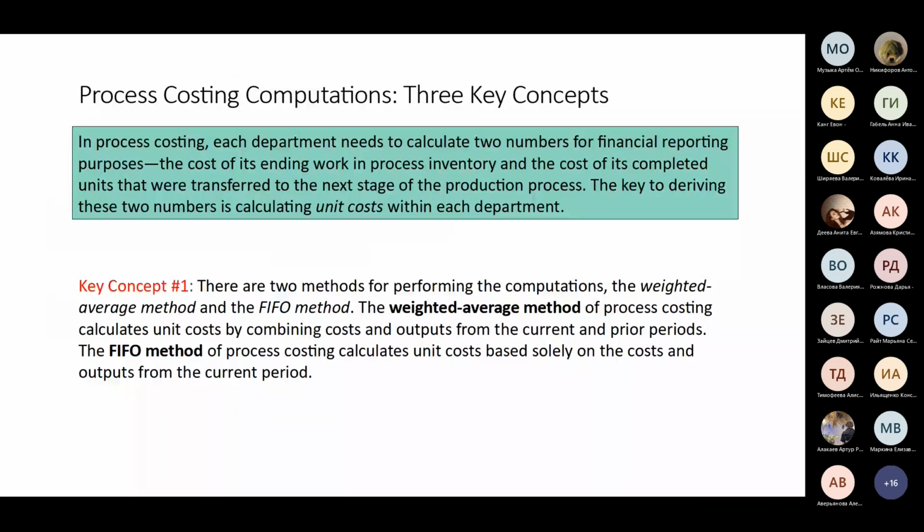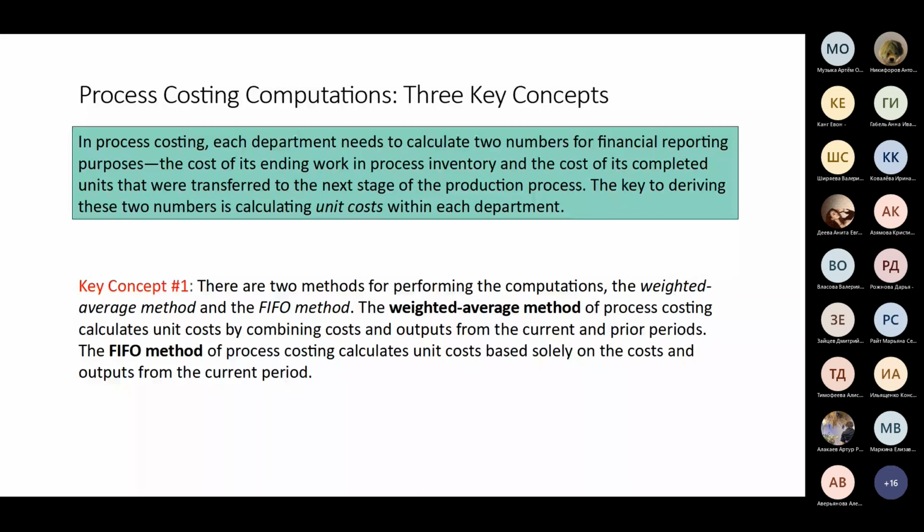So what do you need to do? Using the process costing, compute the cost of goods sold. In process costing, each department needs to calculate numbers for financial reporting purposes: the cost of ending work in process inventory, and the cost of its completed units. So when we say that our items are identical and units are equal, we have to use specific methods that could provide those values. And you know already that those two methods are FIFO or the weighted average method.